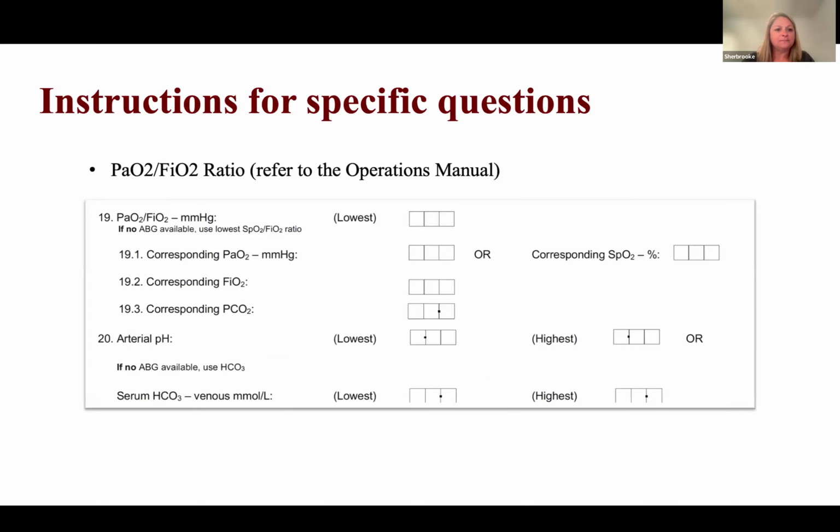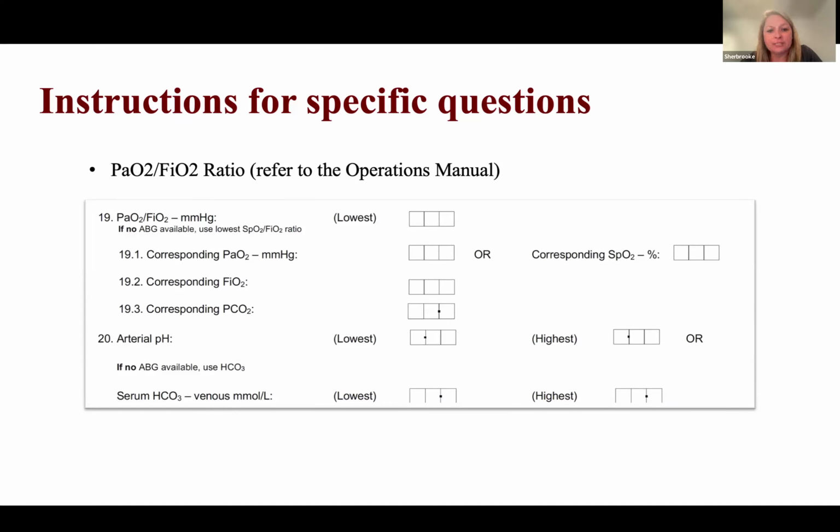So that's it. PF ratio. This was something that we had to explain more to sites when we did the monitoring after the first day, the first date of data collection. It is really well described in the operation manual, and I would like everyone to look in the operation manual to make sure that you collect and enter the PF ratio correctly.